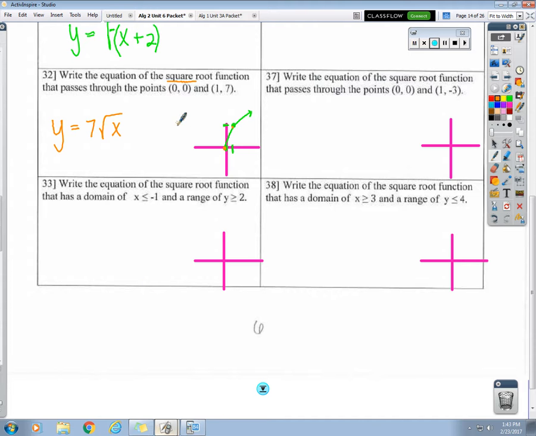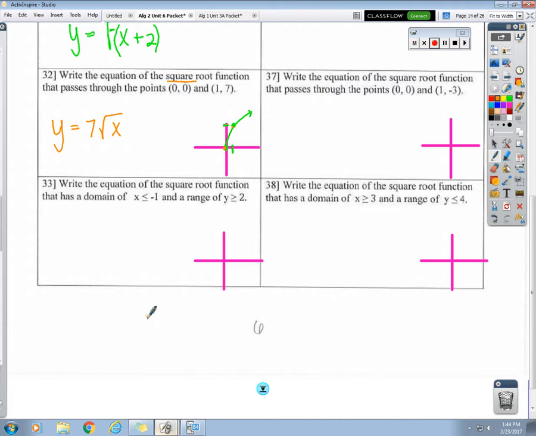So that's one way they can show you a different slope: by giving you 2 points and you figuring out what the rise over run is from the points. Okay, number 33. This is another one where drawing a little sketch can be helpful. Write the equation of the square root function that has a domain of x is less than or equal to negative 1 and a range of y is greater than or equal to 2.